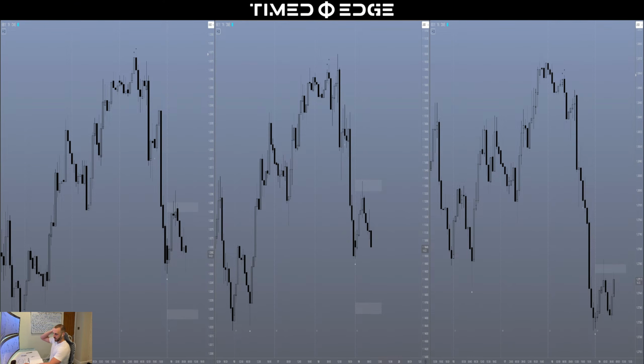FOMC yesterday. I think I was trying to trade the scalping model in the New York session. Didn't really get anywhere. I posted some stuff into Discord. The regime's still the same at the moment.